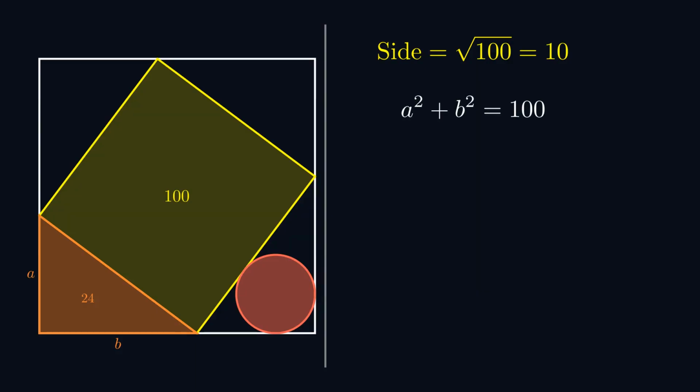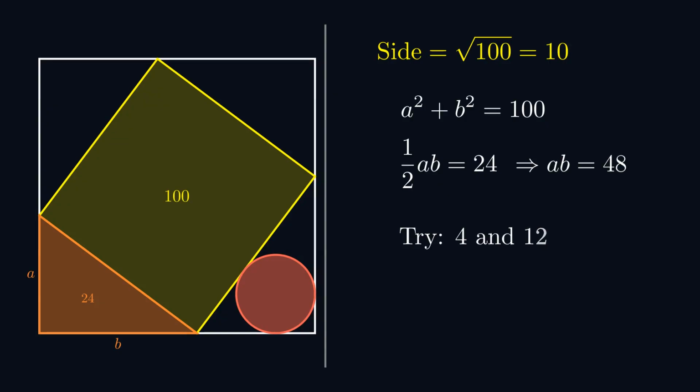We have two equations. First, a squared plus b squared equals 100. Second, the area is 1/2 AB, which equals 24. Multiplying by 2, we get a times b equals 48. We need two numbers that multiply to 48 and fit the Pythagorean theorem.